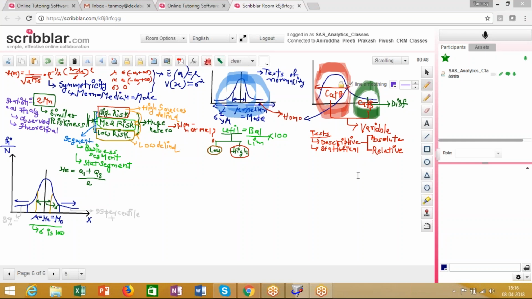Kumar has a question. Up to four tests have been discussed till now. Should a distribution pass all the four tests to be a normal distribution, or a single test? Now, it happens like this, Kumar, that if it passes one of the tests, it would automatically pass all the four tests, because they are two sides of the same coin.